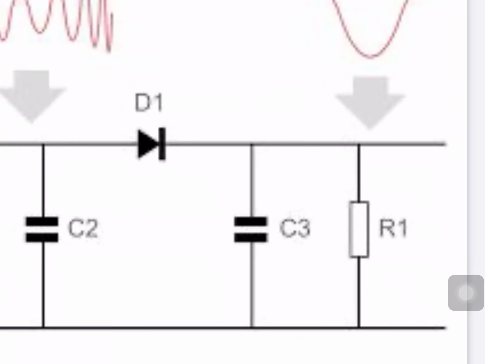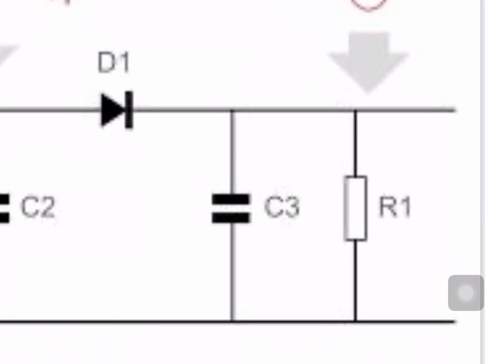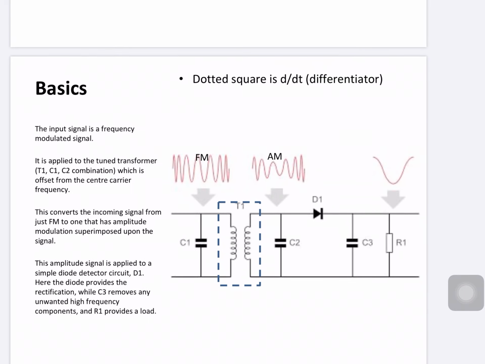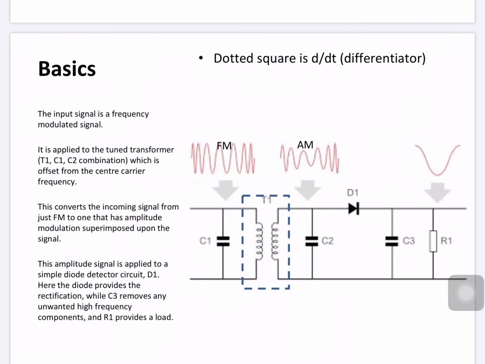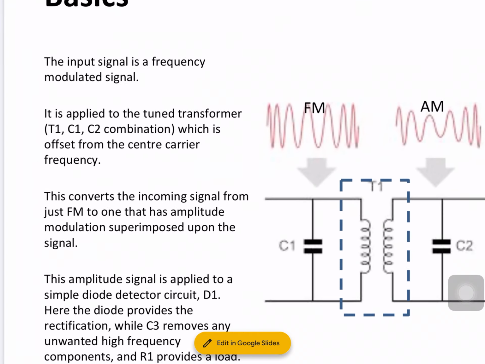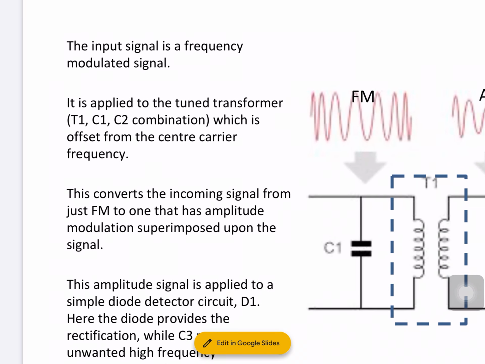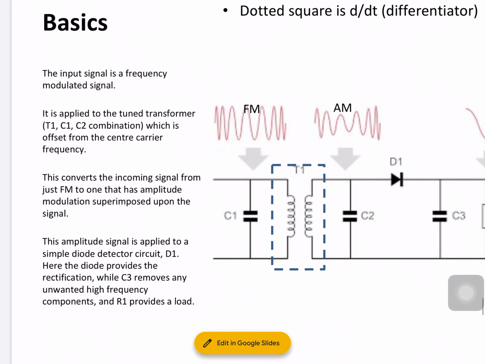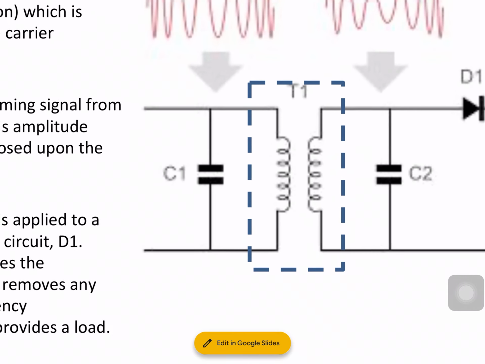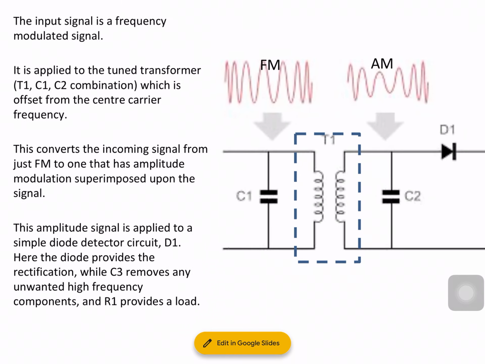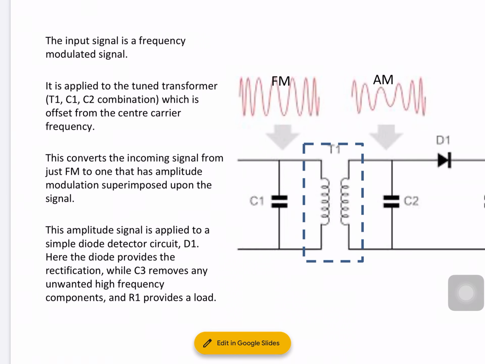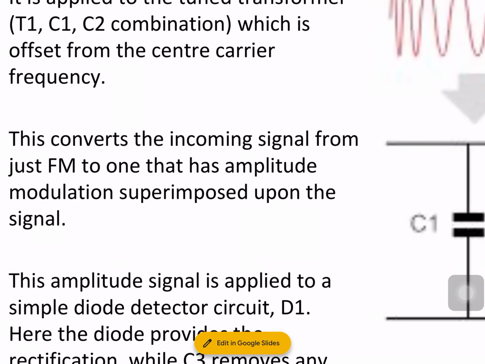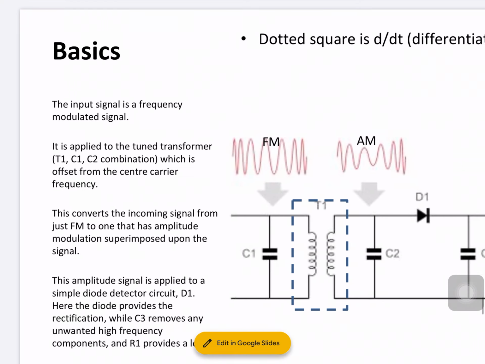After that there is this circuit, a diode, capacitor and resistor. This circuit makes the diode detector circuit. You can see here the input signal is a frequency modulated signal. It is applied to a tuned transformer T1, C1 and C2, which is offset from the center carrier frequency. This converts the incoming signal from FM to an amplitude modulated signal.